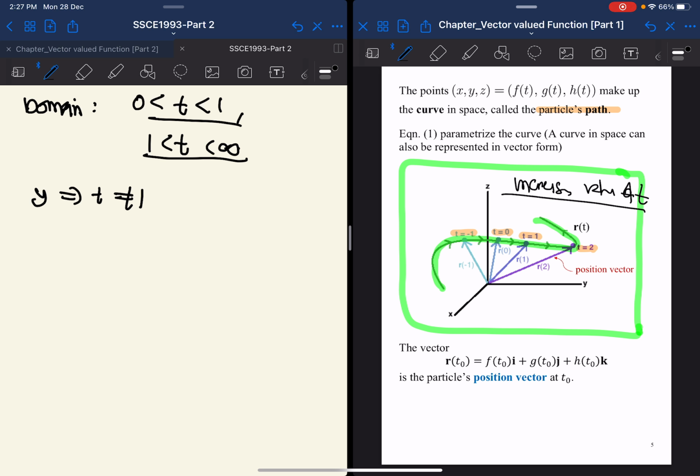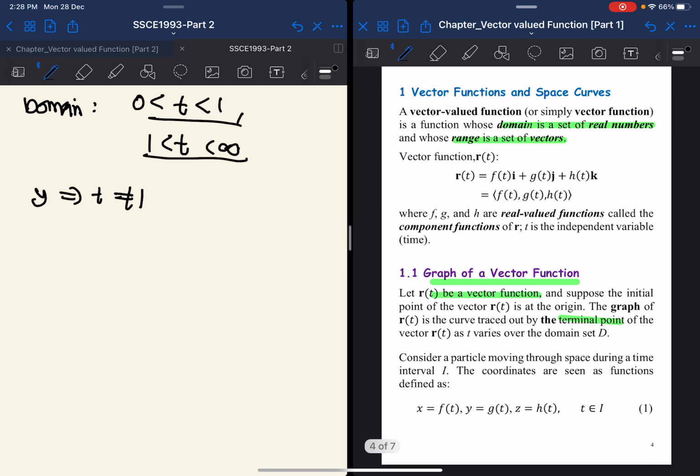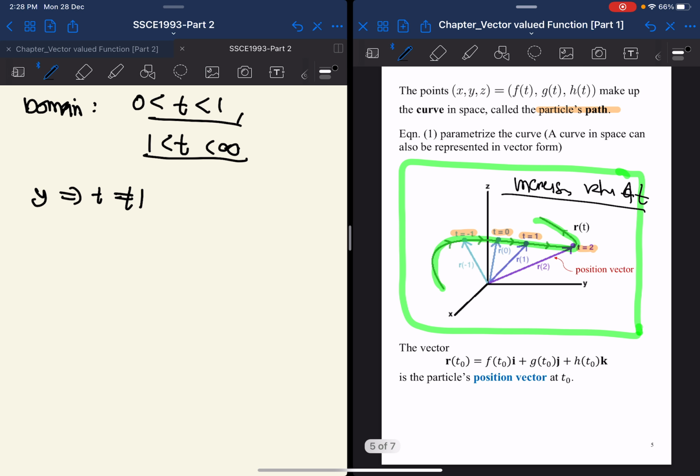So that's why the values of t, or the domain, is important. If you want to get the graph of a vector function, you need to consider the values of t, because this curve, the sketching, you will get the curve in terms of increasing values of t here.